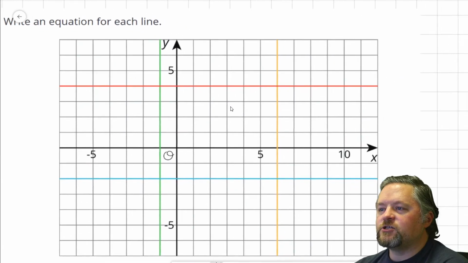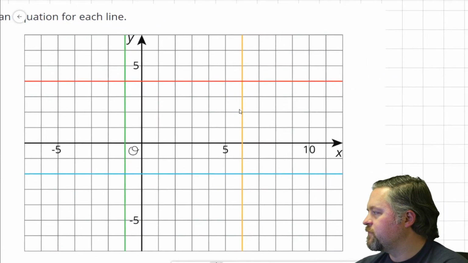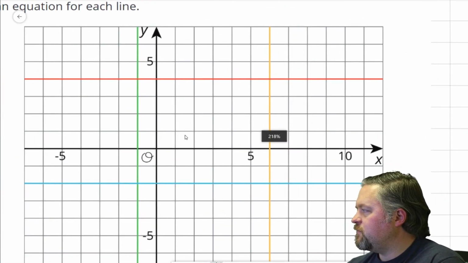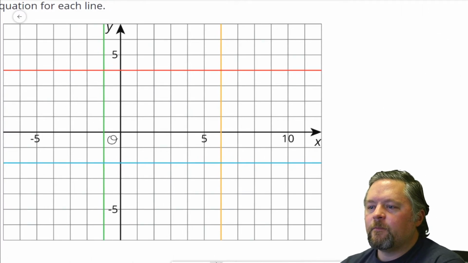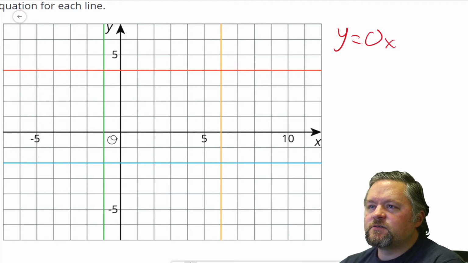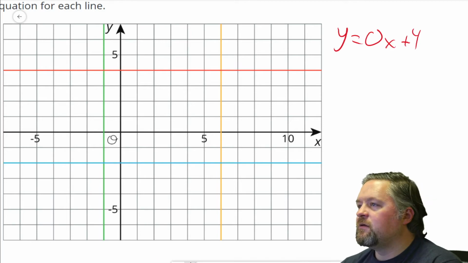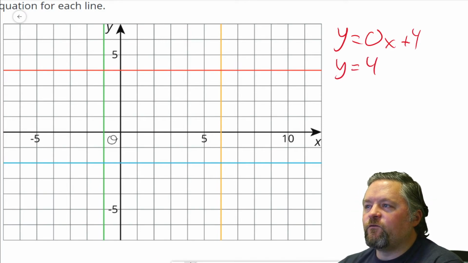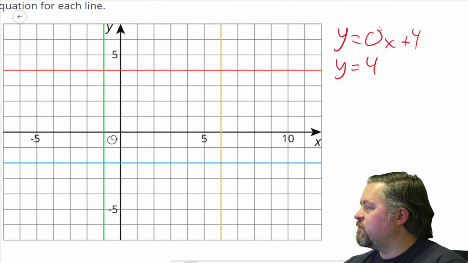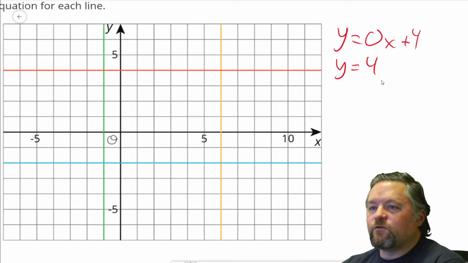Okay, this one says write an equation for each line. This could have been designed easier to write, I think. Hopefully you can see these all right. The red one is horizontal. So it kind of looks like rise of 0, run of 1. y equals 0x. 0/1 is just 0. What's our y-intercept? It's 4. We can simplify that to just y equals 4. Horizontal lines like this are always going to have a slope of 0, so they're going to look like y equals a number.